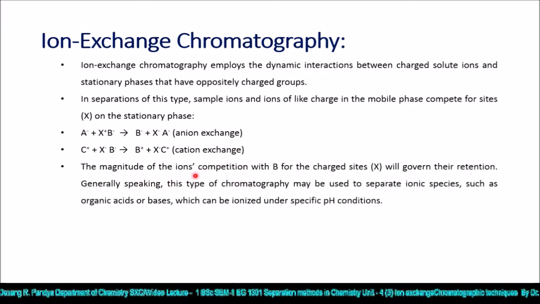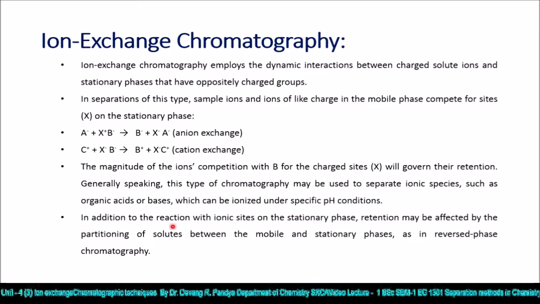The magnitude of the ions' competition with B for the charged site X will govern their retention. Generally speaking, this type of chromatography may be used to separate ionic species such as organic acids or bases, which can be ionized under specific pH conditions. In addition to the reaction with ionic sites on the stationary phase, retention may be affected by the partitioning of solutes between the mobile and stationary phases, as in reversed phase chromatography.